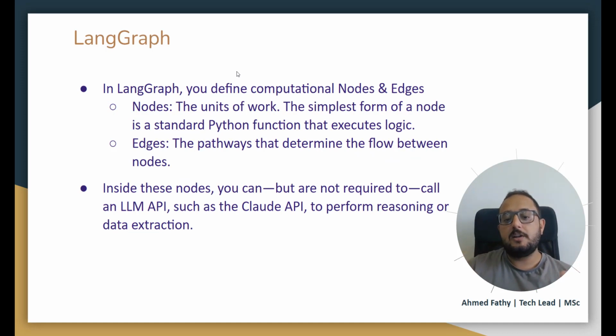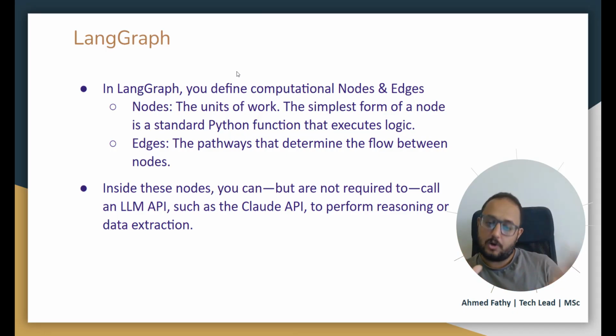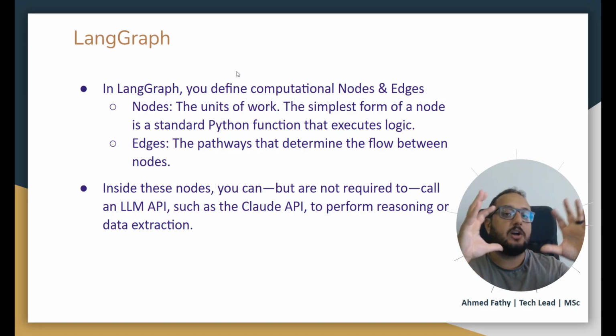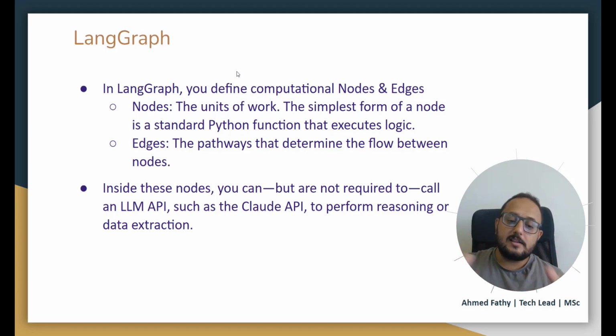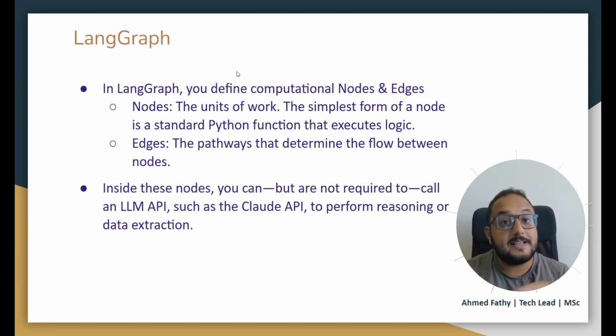So in LangGraph, you define computational nodes and you also define edges. So nodes are the units of work. The simplest form of a node is a standard Python function that executes logic. For example, it receives your state object, does some changes, and then outputs that state object. Okay. Now, edges represent the pathways that determine the flow between the nodes, and we will see some examples soon. So inside those nodes, you can, but you are not required to, call an LLM API like the Claude Messages API that we talked about in a previous video to perform reasoning or data extraction, but you can just have some very simple mathematical equation, for example, if you want.